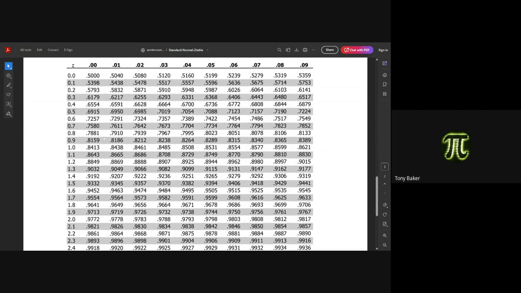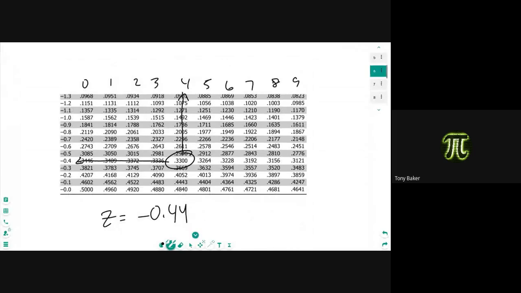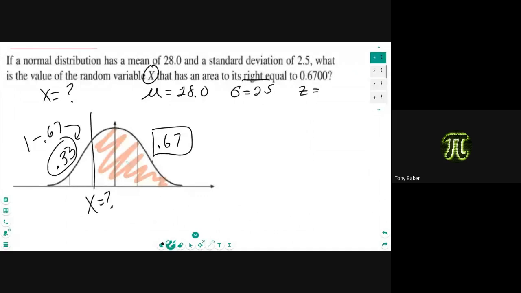The mistake would have happened if you looked for 0.67, which would have actually given you the positive 0.44. And that's why we drew the line and figured out where it was going to be. So I knew that I'm looking for the negative version of it and not the positive version. So that helps. That's why the picture helps a ton when you're looking at these. All right, so I know my Z is negative 0.44.